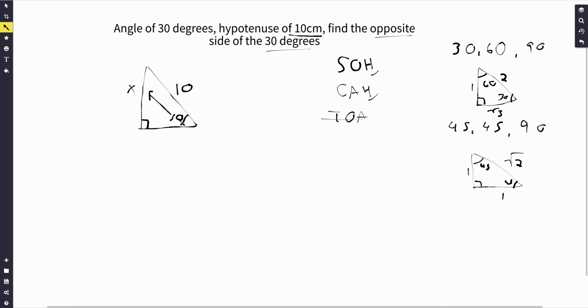So we have to find the opposite, but we're given the hypotenuse. That checks off the sine and not the cosine. So let's use the sine function. So we have to find sine of 30 degrees is equal to the opposite, because O goes first, over the hypotenuse, the H.